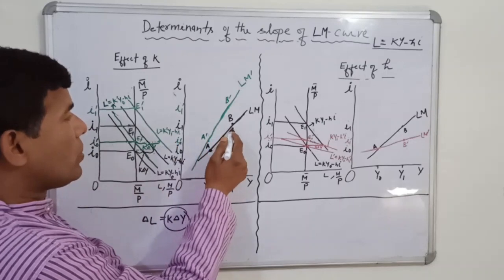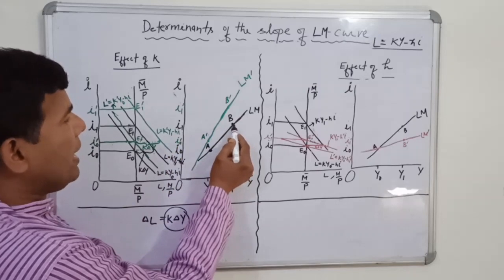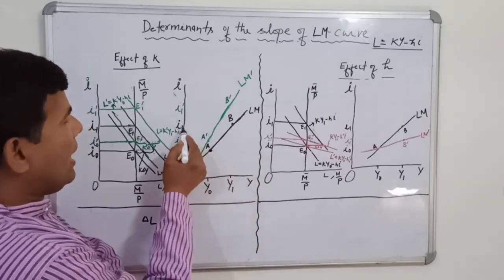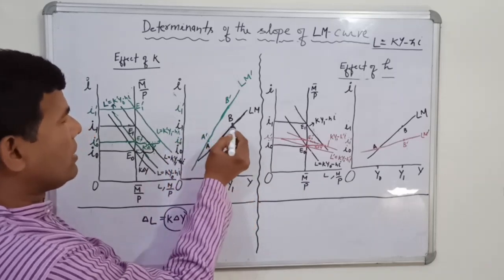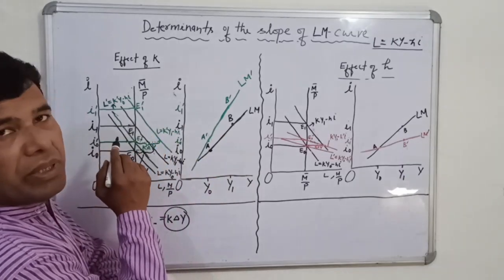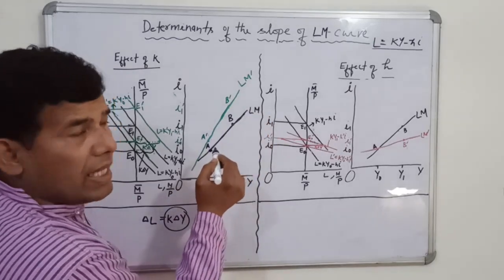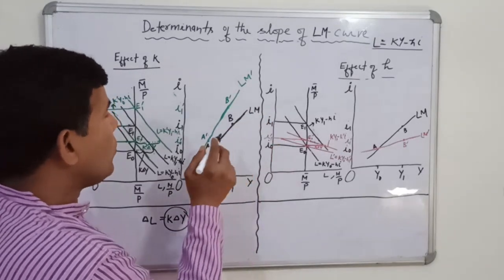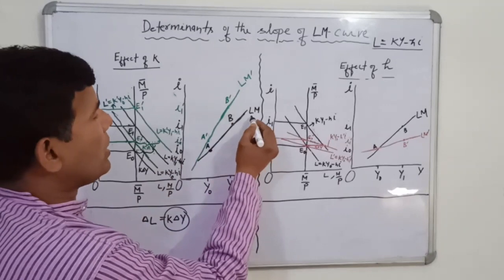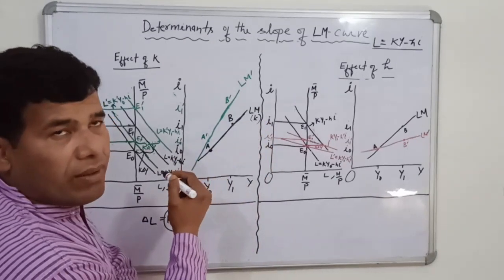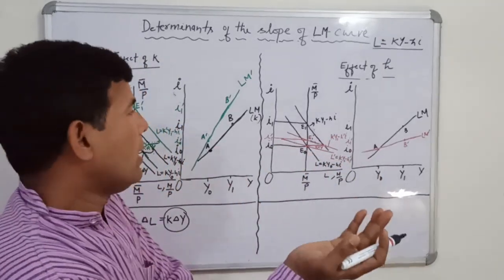So we get a new combination of income and interest rate at which the money market is in equilibrium. That combination we show in this diagram by this point B. So the point B is the combination of income Y1 and interest rate I1 such that the money market is in equilibrium. When we join A and B, we derive the LM curve. And this LM curve corresponds to which value of K? It corresponds to this K. K is nothing but the parameter which shows the relationship between money demand and income.